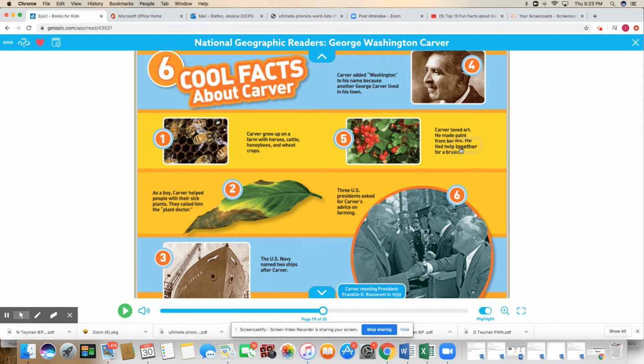Carver loved art. He made paint from berries. He tied twigs together for a brush. And 3 US presidents asked for Carver's advice on farming. So he was very, very important, and even the presidents of the United States leaned on him for help.